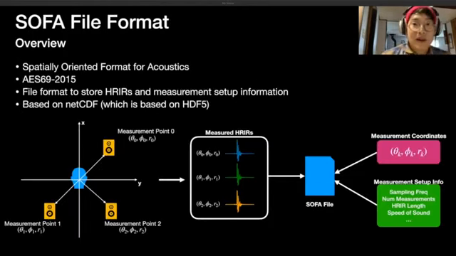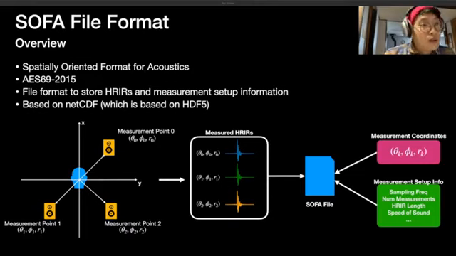But impulse responses actually aren't the only information that's stored in the SOFA file. It turns out that information about the measurement setup, so things like what sampling frequency was used, the number of measurements taken, the length of each impulse response, all of that also lives in the SOFA file. One interesting thing to note is that the SOFA file is based on netCDF, which in turn is based off of HDF5. So you could use the HDF5 library to read SOFA files.